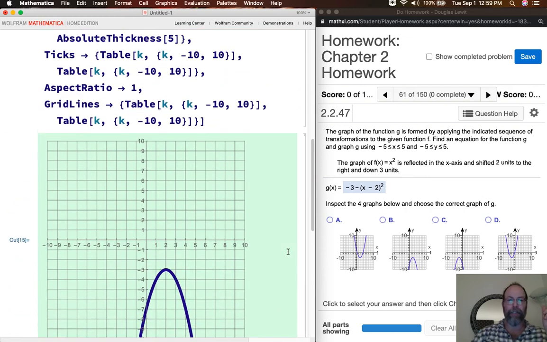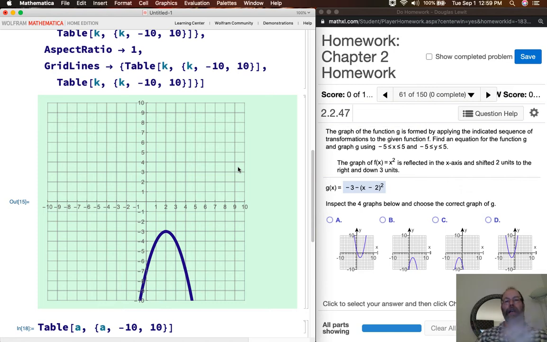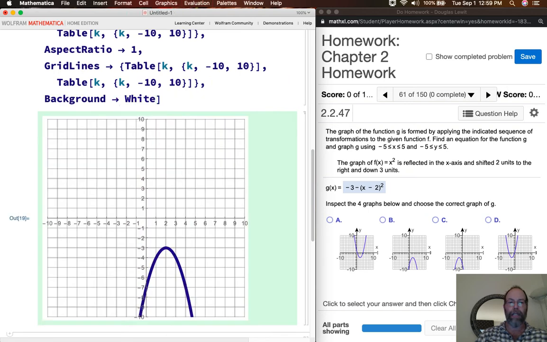Let's get back to the picture. This picture doesn't look too bad. It looks good enough. We could do more with the picture. We could add a title, we could label the axes. There's a lot of stuff we could do, but for right now, this looks pretty good. Let's say the background is white. It's good enough for now.